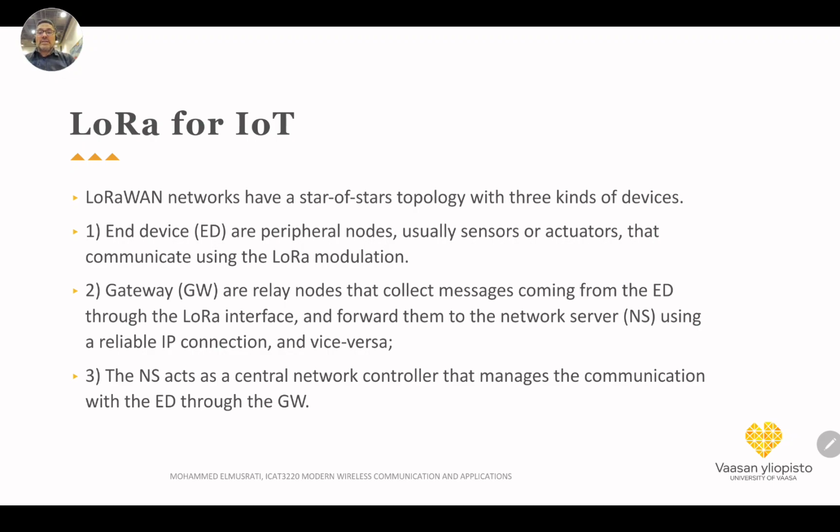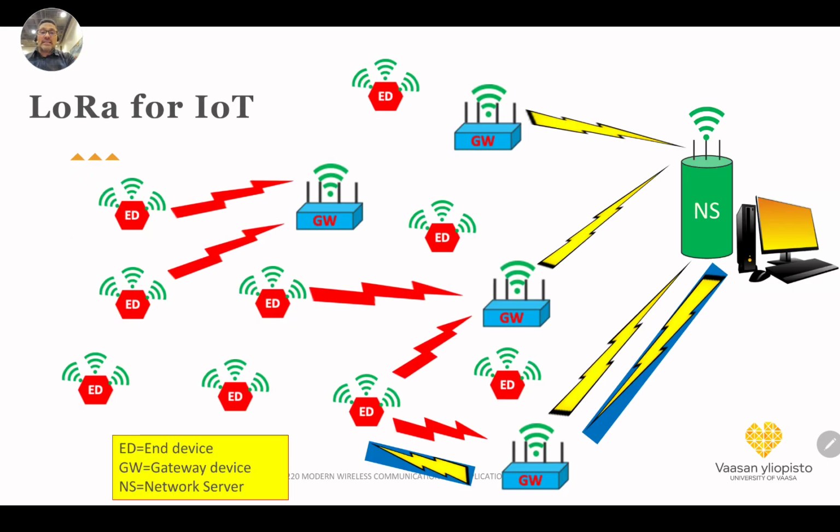The network server also acts as the central network controller that manages the communication with the ED through the gateway. So you can see the structure of LoRa for the IoT. We have the end devices sending transmissions to the gateways, and the gateways can then transmit them to the network server.